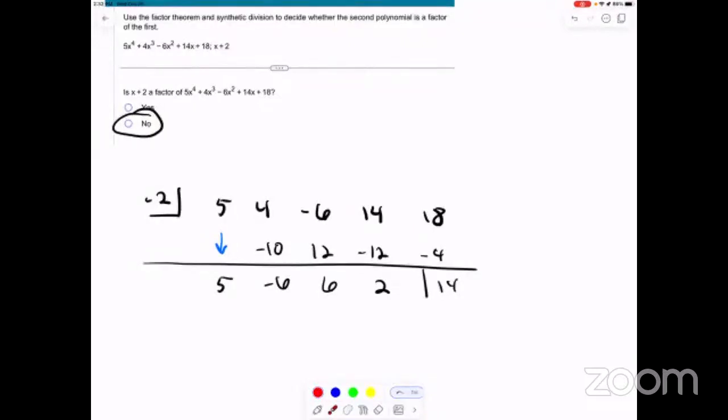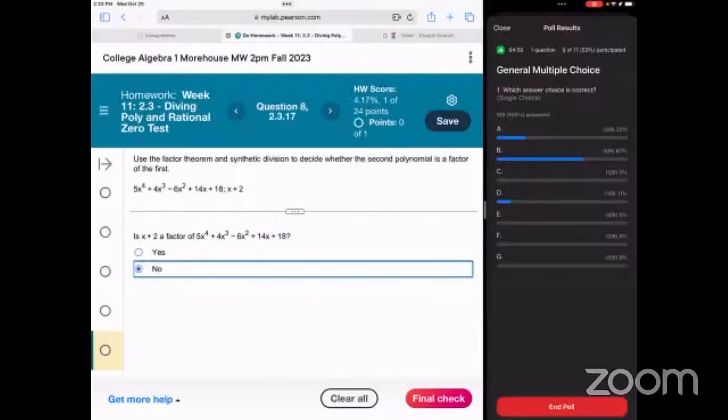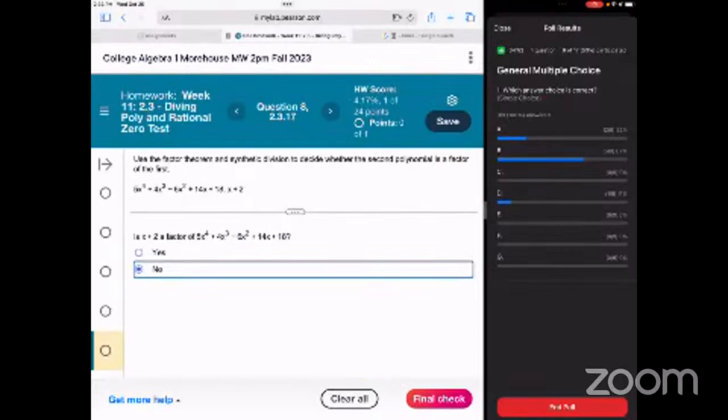Chance, if you just guess, you got a 50-50 chance of being correct, but chance favors the prepared mind, right? Chance favors the prepared mind. Okay, so we got no. Let's go with no. Oh, D doesn't want any points. Whoever put D doesn't want points at all. Oh, shoot, that's fine. I meant to hit final check.